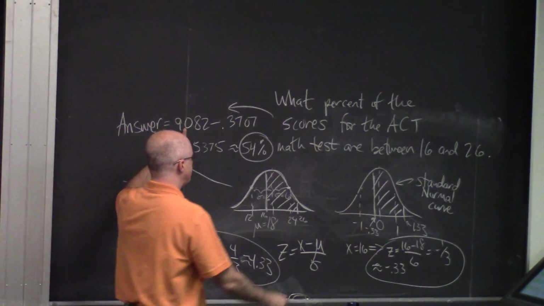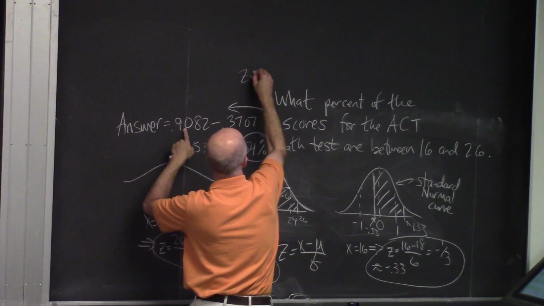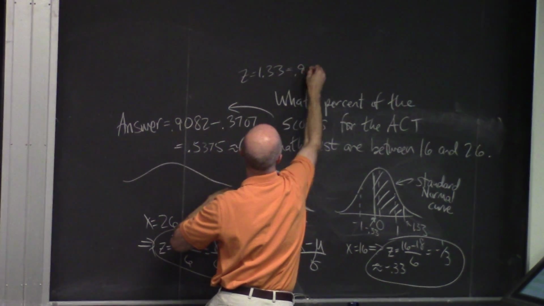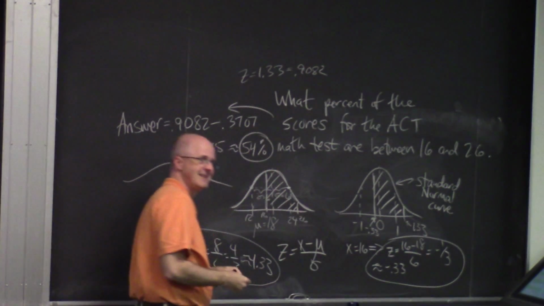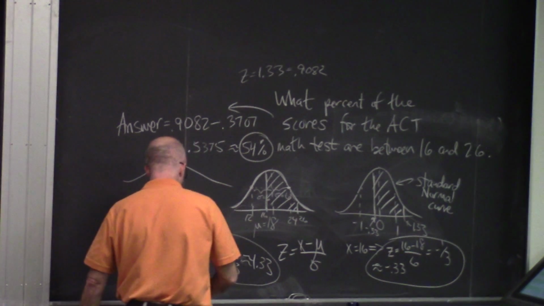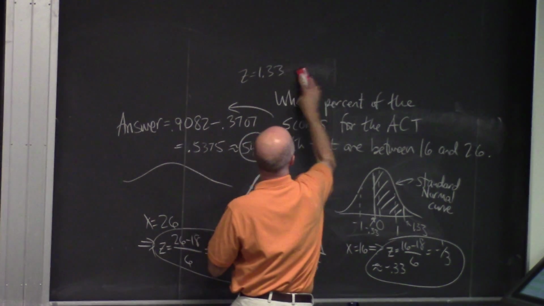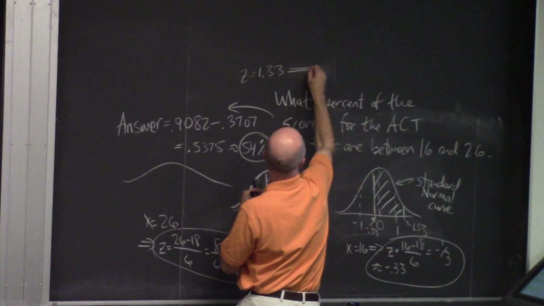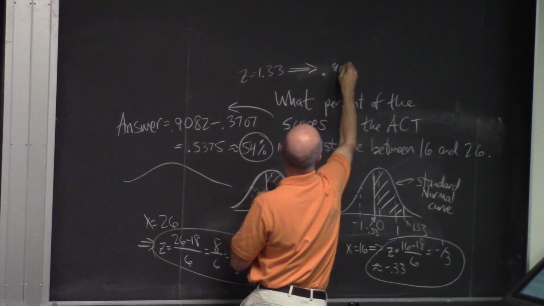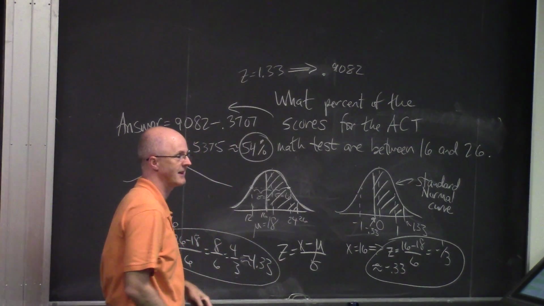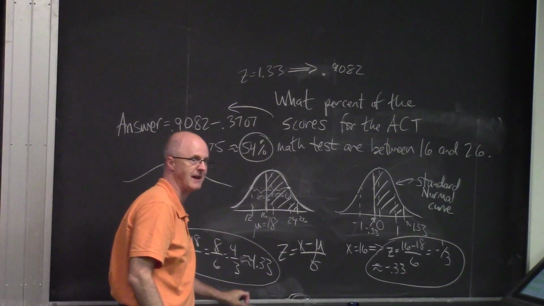I often see many people, for example, write Z is 1.33, then they look in the table and they write that equals 0.9082. No, it doesn't. Don't write that. Okay? Bad, bad, bad. They're not equal. They correspond to each other. You can maybe put an arrow, 0.9082, but don't put an equal sign. And I may take off a small amount of points for doing that kind of thing.